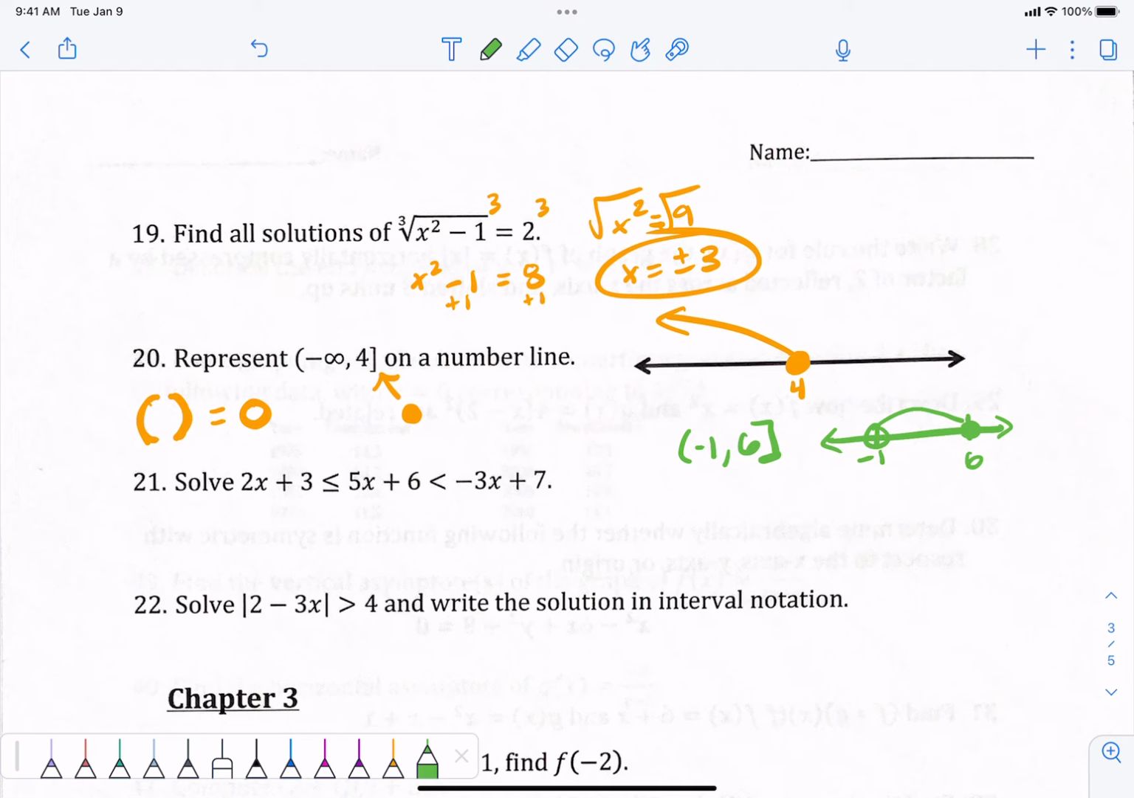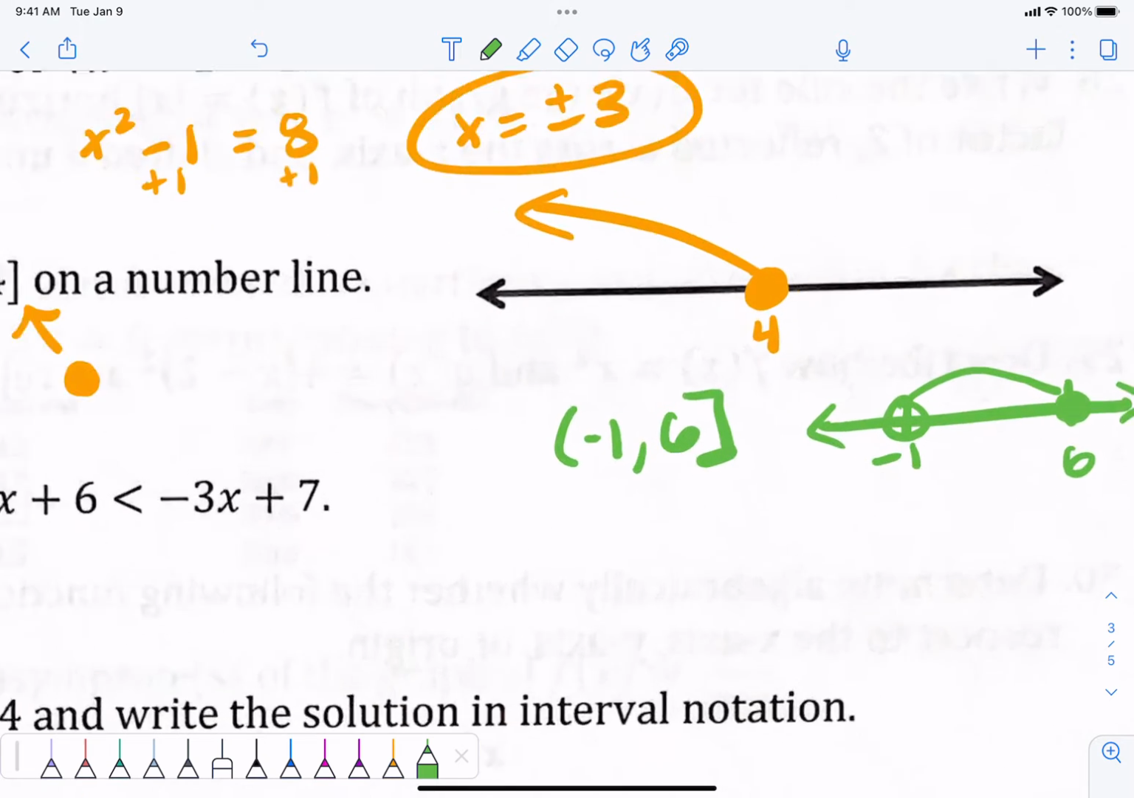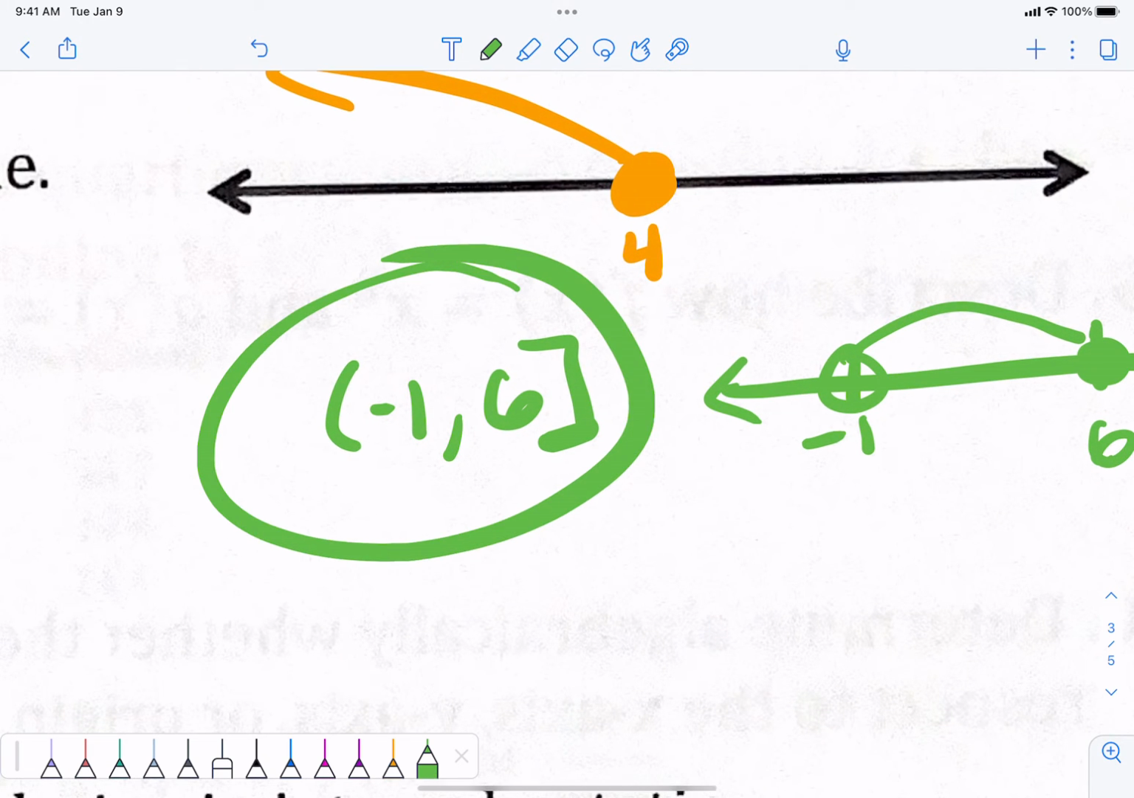How do you know the direction? This is just saying all of the numbers in between negative 1 and 6. How do you know if it goes left or right? If it's positive infinity, it goes to the right. If it's negative infinity, it goes to the left.